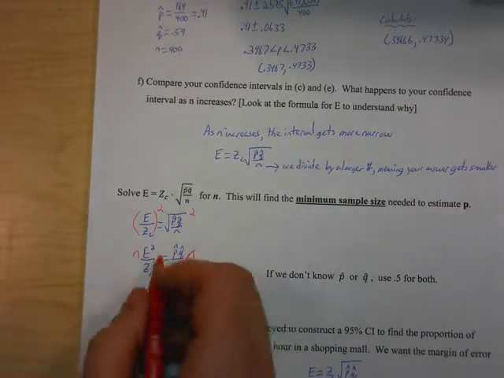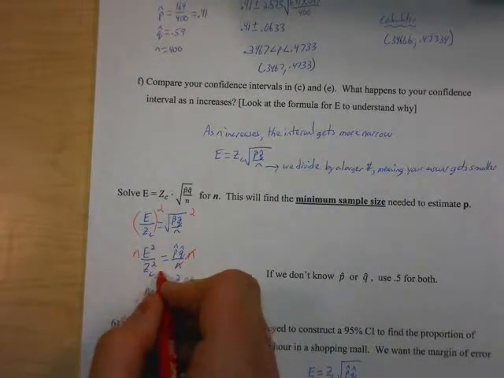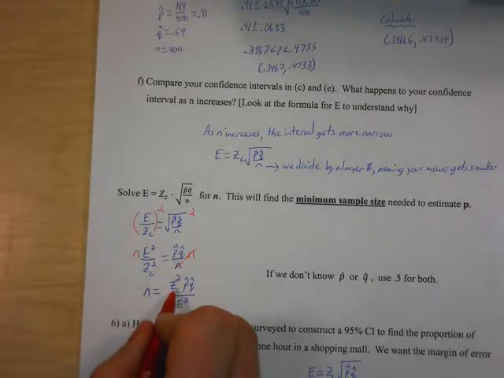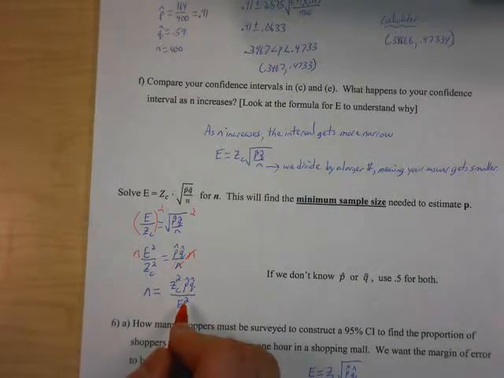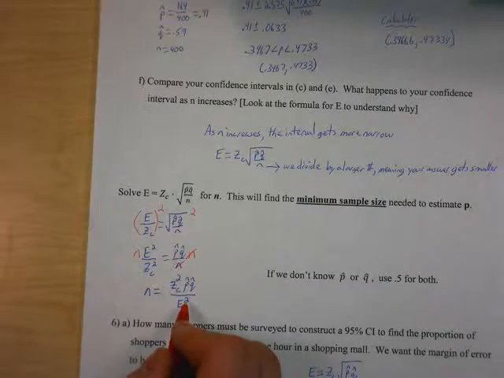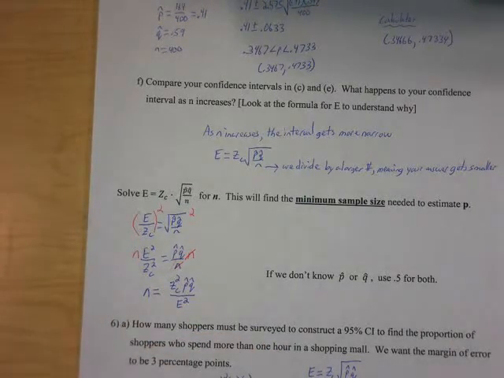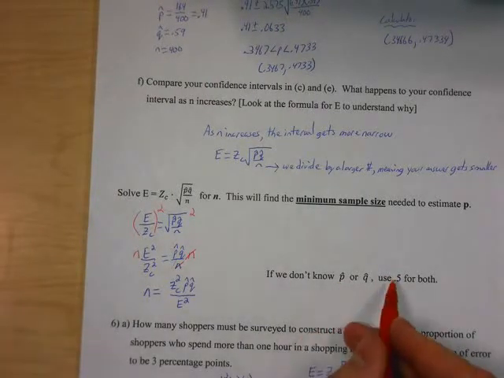And then, to get rid of the z sub c squared, you multiply that over here, so that's on the top, and then divide by e squared, so that's in the denominator. Okay, so that's how you find the value for n, which will be the minimum sample size you need to estimate p. Now, if we don't know p hat or q hat, you have to use 0.5 for both.